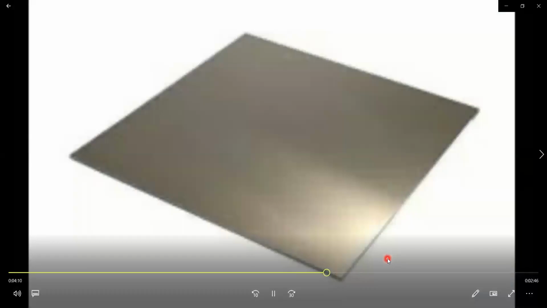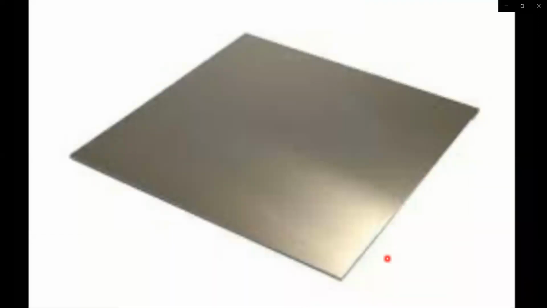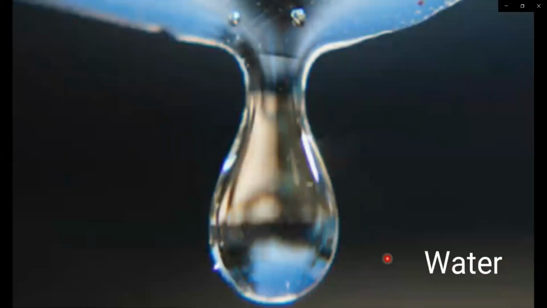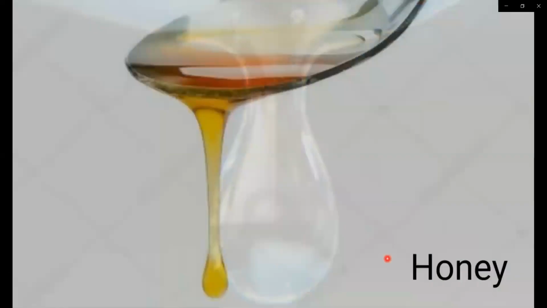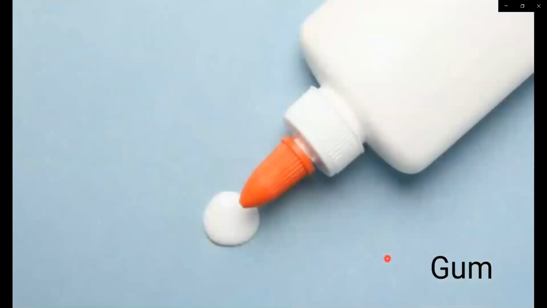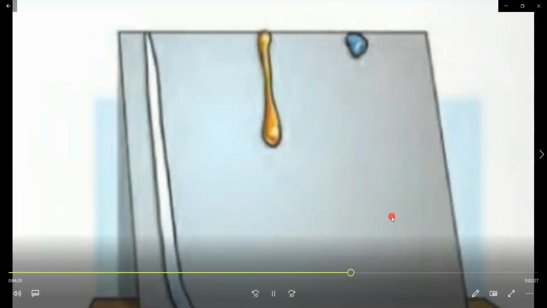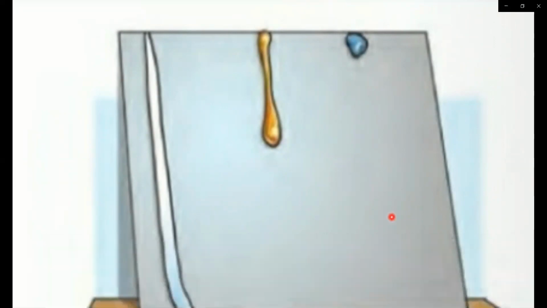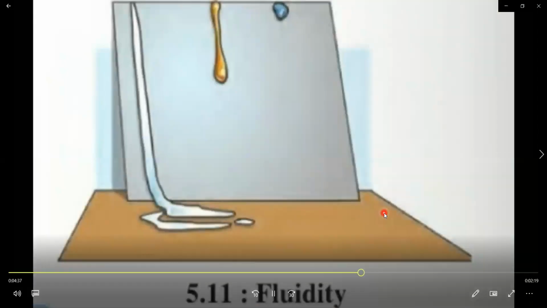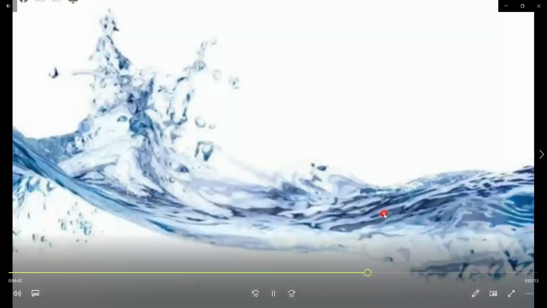Fourth property, that is fluidity. Take a flat metal sheet of the size of a notebook. Holding it at an angle, put a drop of water, honey, and gum at different places on the board, as shown in this figure. Observe how they flow down the slope. Liquids flow downward on a sloping surface. This property is called fluidity. The fluidity of any liquid is determined by how easily it flows.